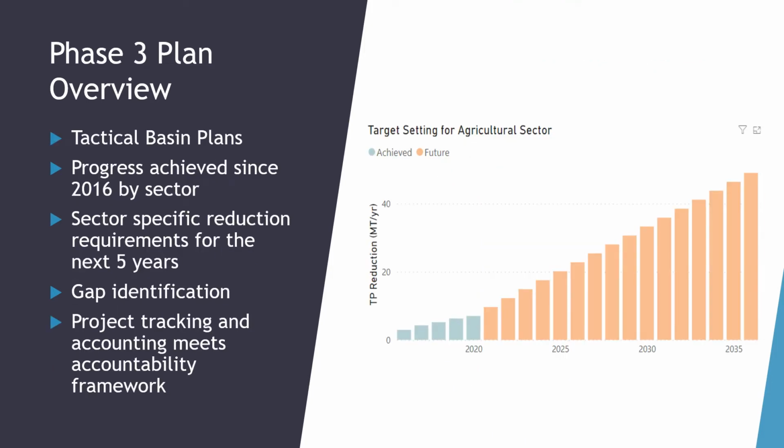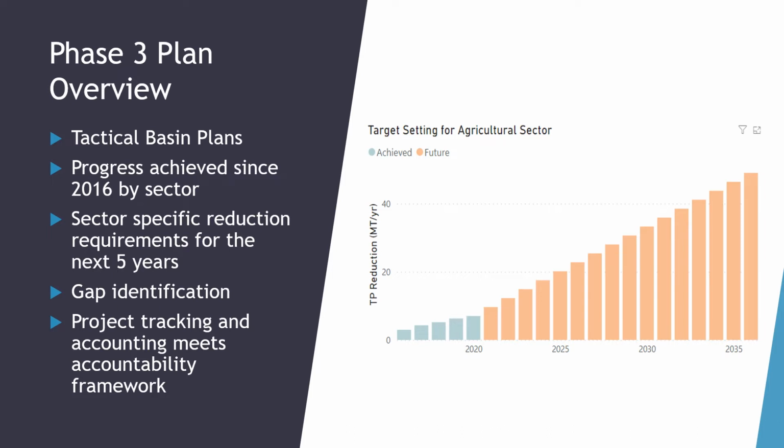The TMDL Phase 3 content within each of the Tactical Basin Plans describes the progress achieved in pollution reductions, and in the case of the Missisquoi and Lamoille Tactical Basin Plans that were just developed in 2021, this reports on the progress achieved since 2016 by each of the TMDL sectors. These Tactical Basin Plans also include the sector-specific target reductions for the next 5-year cycle of that Tactical Basin Plan, so going out now until 2027.